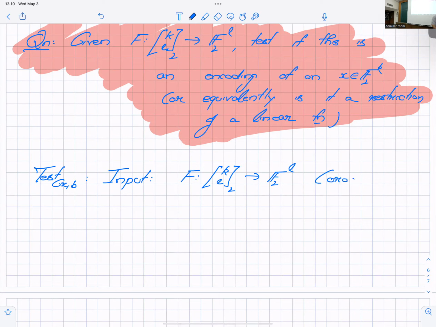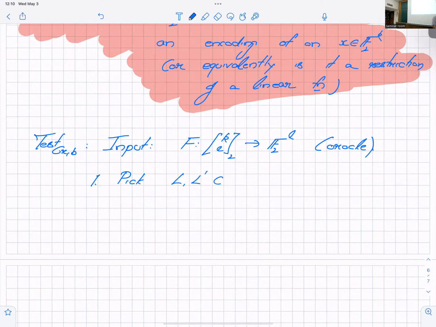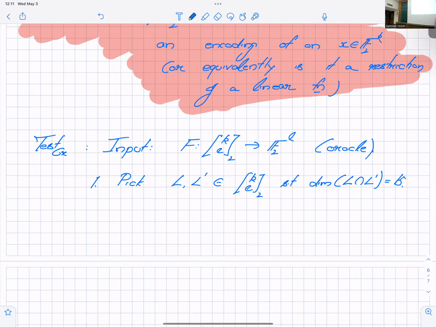One natural test is to pick L and L prime, both in (k choose L)_2, two L-dimensional subspaces, such that the dimension of L intersection L prime is B. Then check whether f of L restricted to L intersection L prime is the same linear function as f of L prime restricted to L intersection L prime.